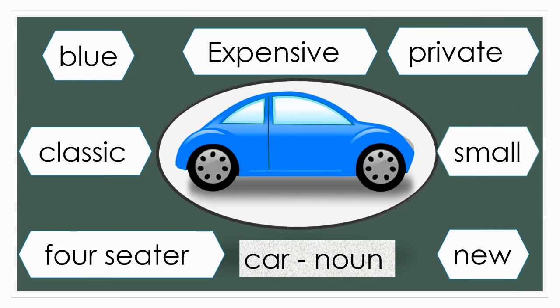Next picture is of a car. So, car is the noun here, and the words used to describe this car are blue, expensive, private, classic, small, four-seater, and new. For example, this is a blue car. It is a new car. It is a small car. It is an expensive car. In this way, these words are telling us more about this car. So, these words are describing the noun car. So, they are called adjectives.